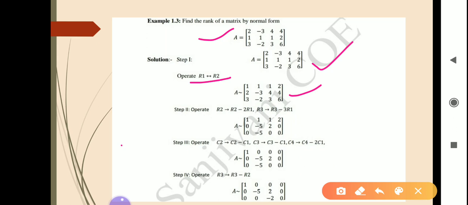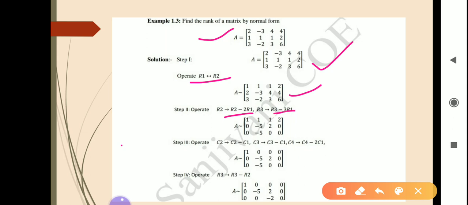अब इसके बाद हमें क्या करना है, ये एलिमेंट 1 हो गया तो उसके नीचे वाले एलिमेंट 0 करने हैं, and for that we have to use only row operation. Means we have to make this 2 0 and this 3 0. So how to make that 2 and 3 0? For that we have to use operation R2 minus 2 R1, R3 minus 3 R1.